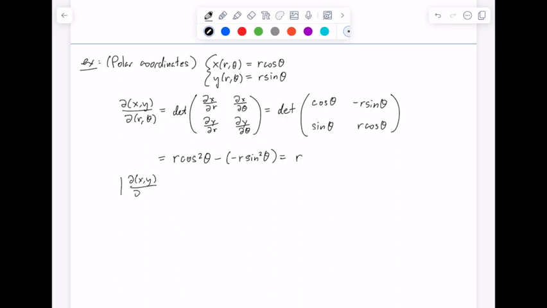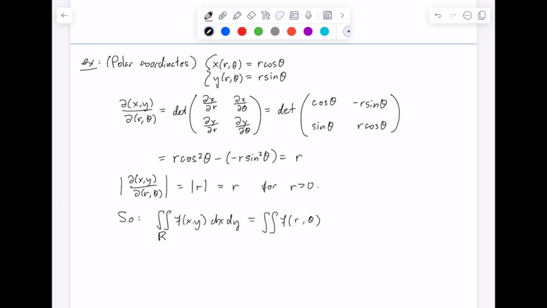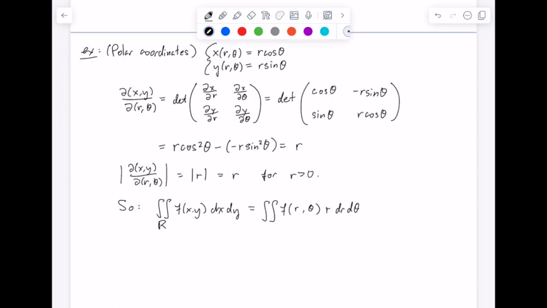Now, what we really want in polar coordinates in the change of variable formula is the absolute value of the Jacobian. And in this case, because we're assuming in polar coordinates r is already always taken to be greater than 0, this Jacobian is just going to be equal to positive r. So we just recover the same old formula we had before for integration in polar coordinates. And this matches up exactly with the general change of variable formula.